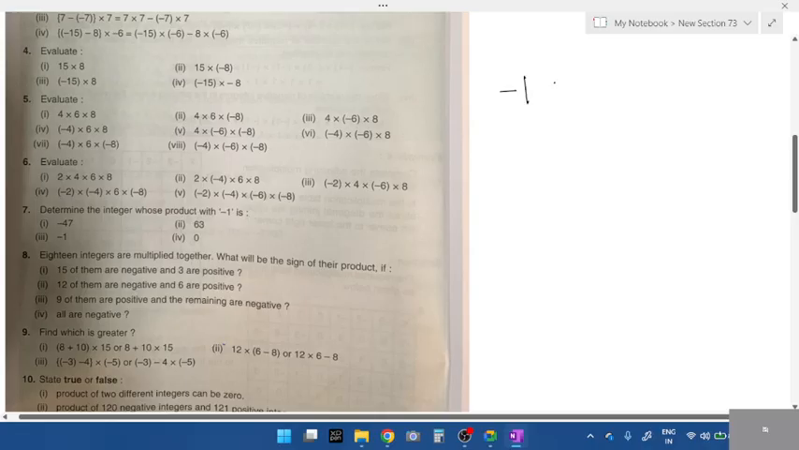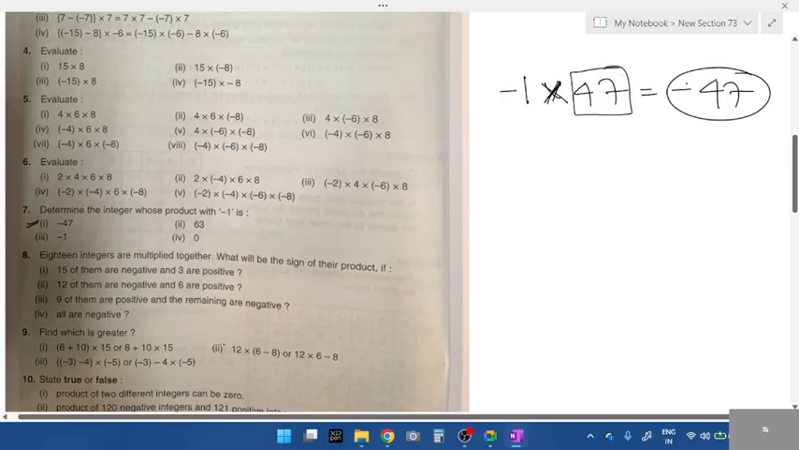if I take minus 1 and multiply by 47, what are we getting? Minus 1 into 47 is minus 47. So this is the answer, right? That is what they have asked. Alicia, can you see the first one? They have given the direct answer. They have asked, determine the integer whose product with minus 1. Product meaning is multiplication. So they've asked what number you have to multiply so that you get minus 47.